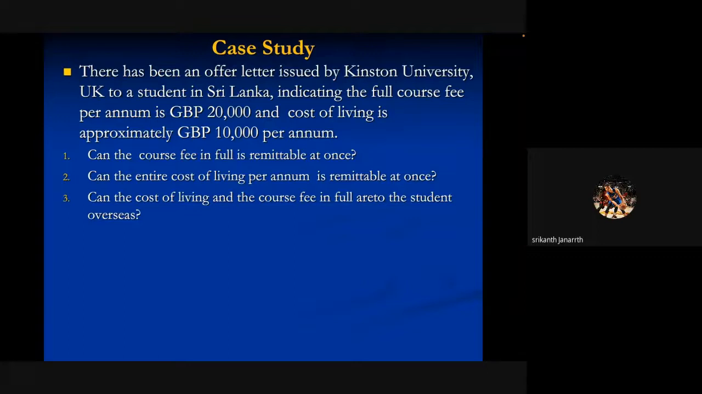Educational institution or university only, or college or whatever you can add it. You can add anything, right? The course fee can only be remitted to the education institution or university only, right? The cost of living, you can say the cost of living.